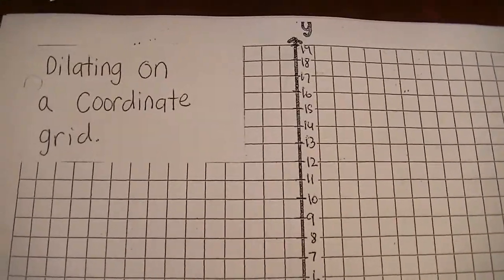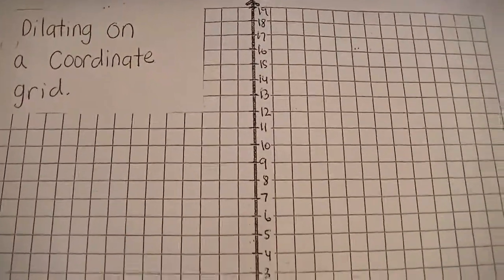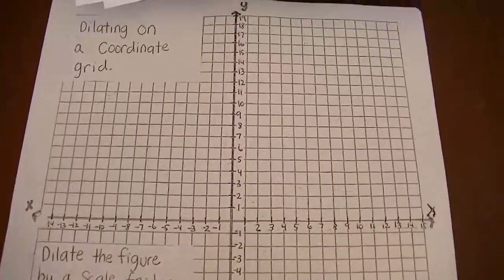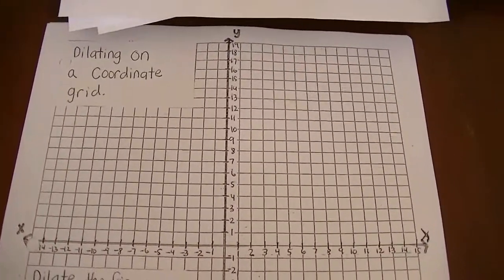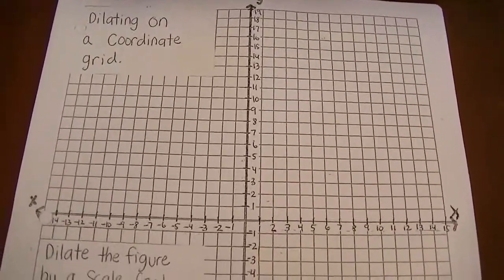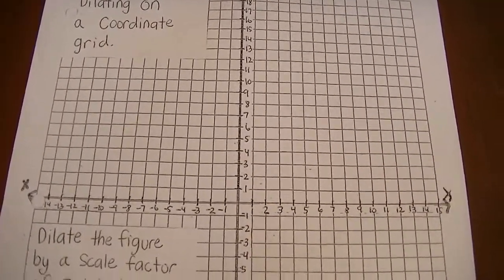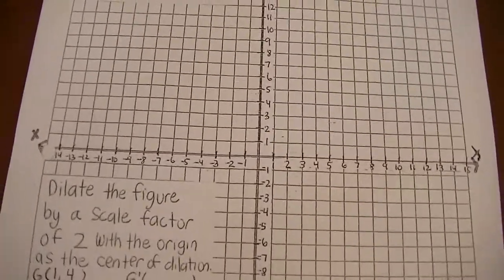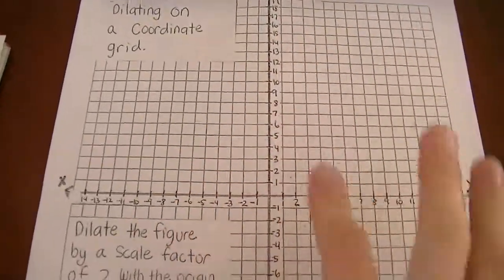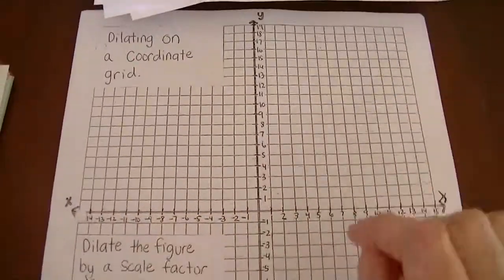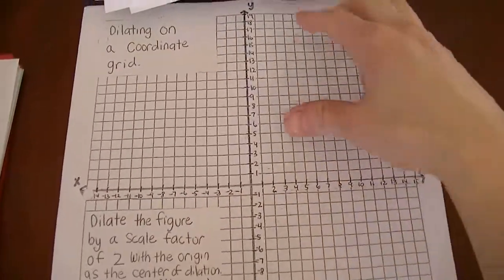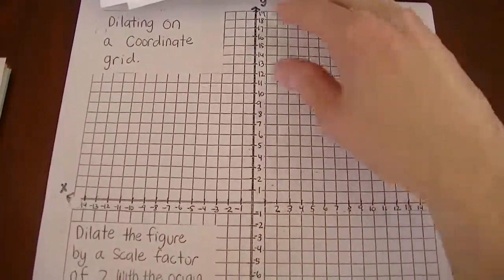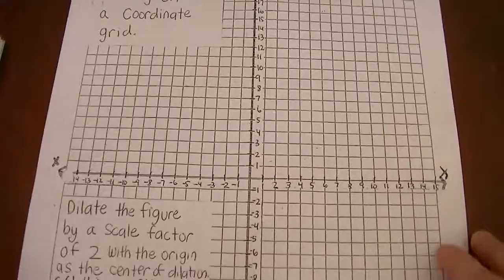Right now we're going to practice dilating on a coordinate grid. So right here you'll see a coordinate grid. Another way to say coordinate grid is you might hear the word Cartesian grid. You could hear Cartesian plane, coordinate plane, or just grid. But anyway, when you hear those words, they're just referring to a 4-quadrant grid like this. You have quadrant 1, 2, 3, 4. It starts right here and it goes counterclockwise, okay?